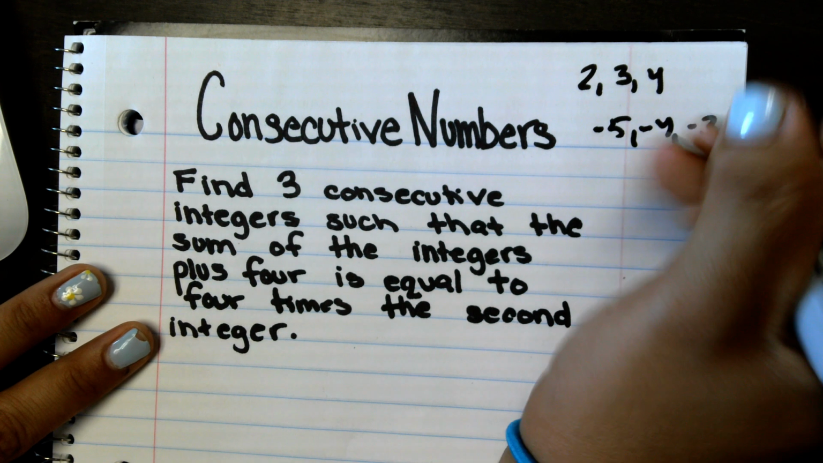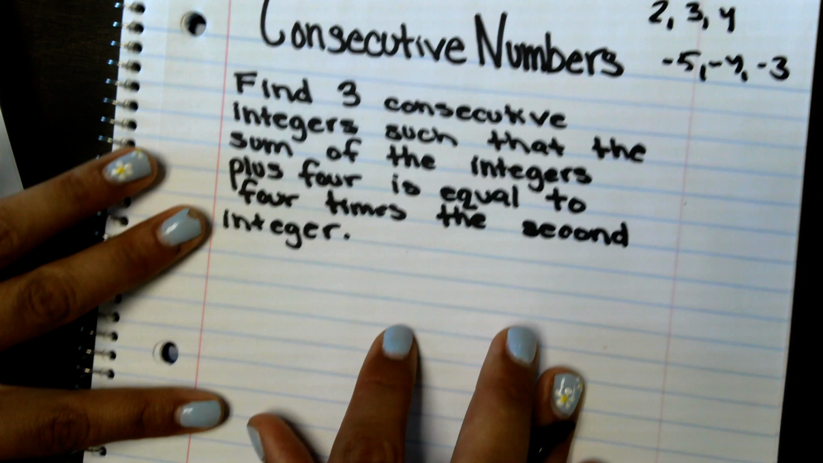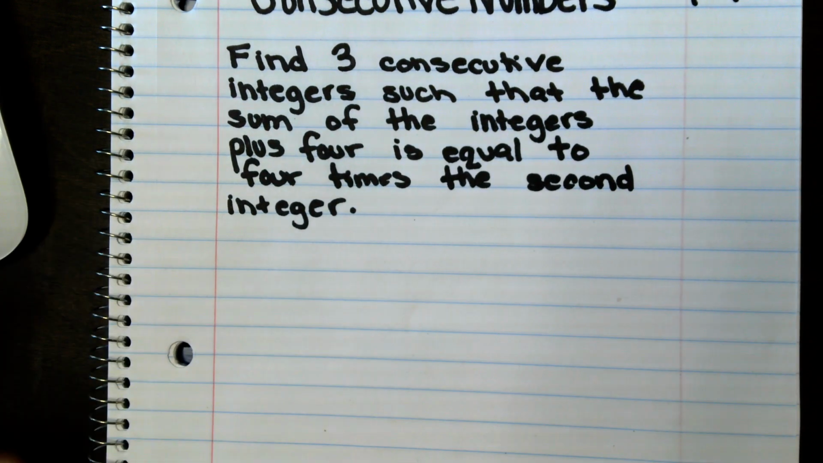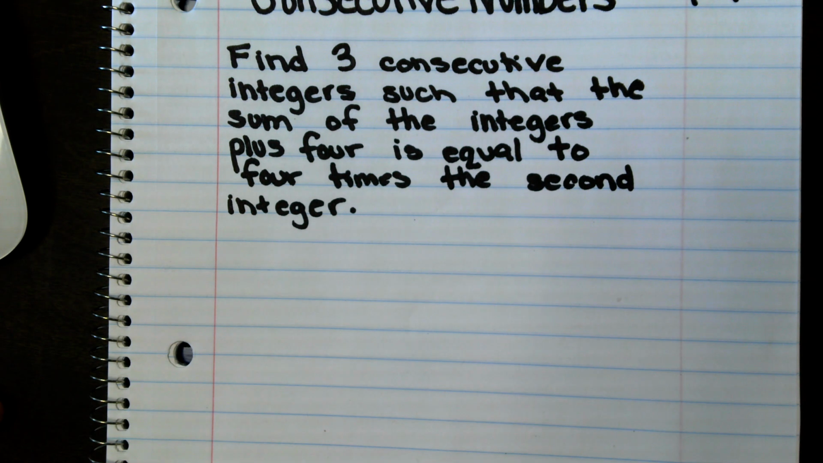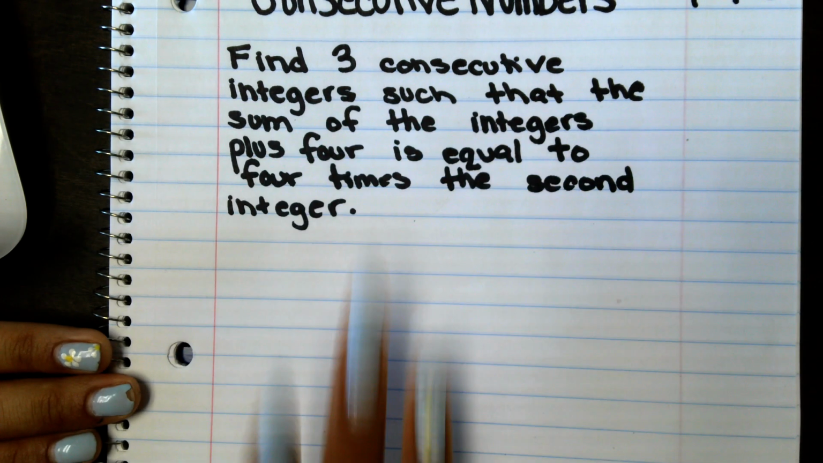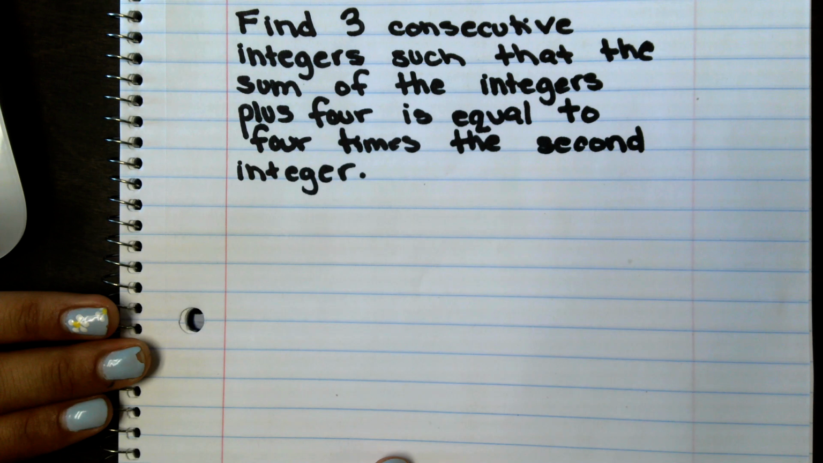Okay, so this one says find three consecutive integers such that the sum of the integers plus 4 is equal to 4 times the second integer. So you might read that and be like, oh my goodness. It's okay. We're going to start with this part. We're finding three consecutive integers. That we know is what we're going to be looking for. So how do we show that?